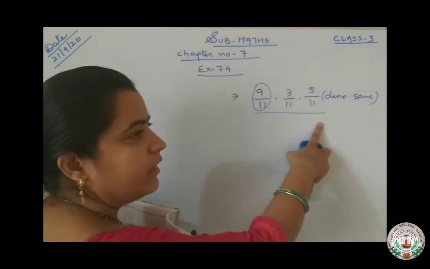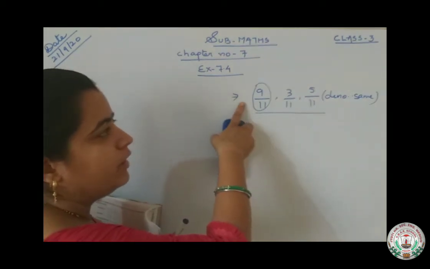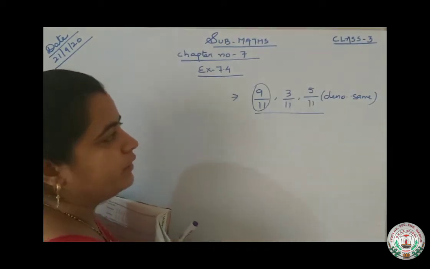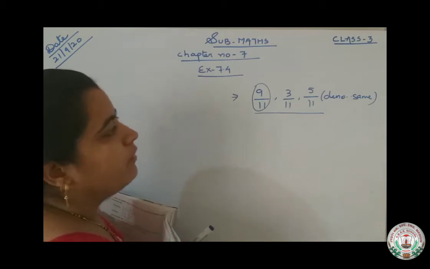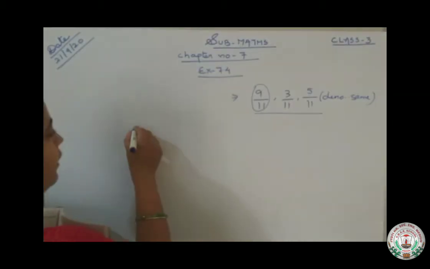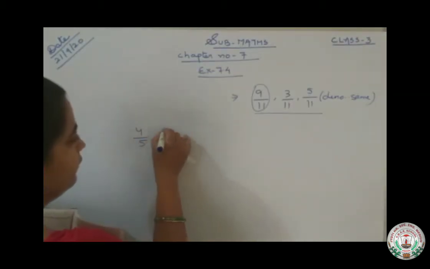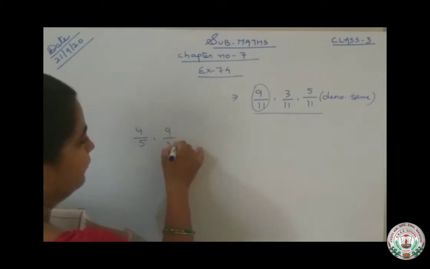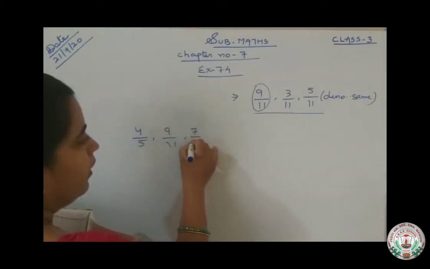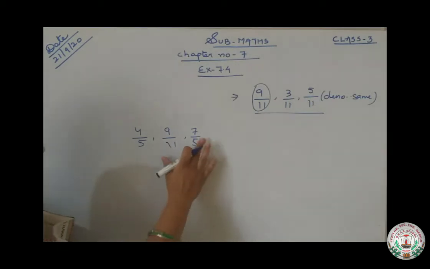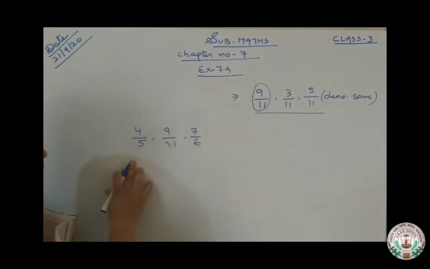When denominators are same, you will compare with the numerator which one is greater or which one is smaller. And when the denominators are different, the shorter denominator is the greatest fraction.